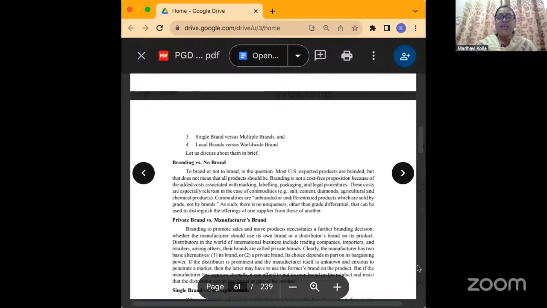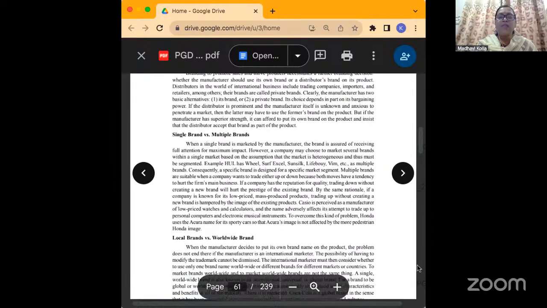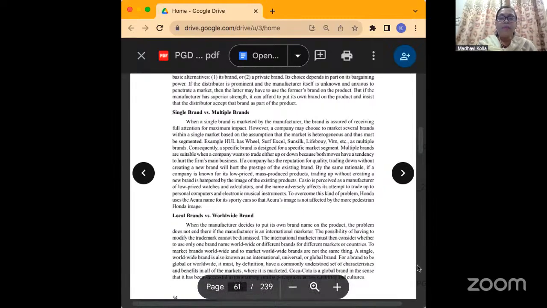The third one is single brand versus multiple brands. So, in a single brand versus multiple brands, what happens here is if you are seeing companies like Hindustan Unilever Limited, HUL, it has Wheel, Surf Excel, Sunsilk, Lifebuoy, Vim, etc. There are multiple brands, each with a very, very specific market segmentation, targeting, and positioning. So their STP is very, very clear. They are not necessarily duplicates of each other.